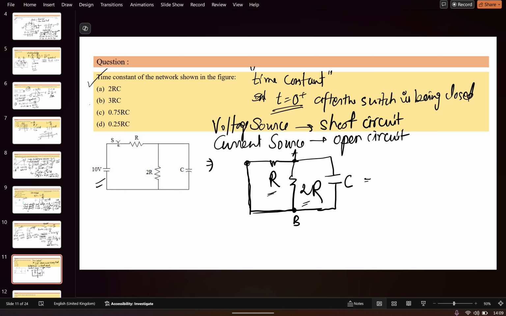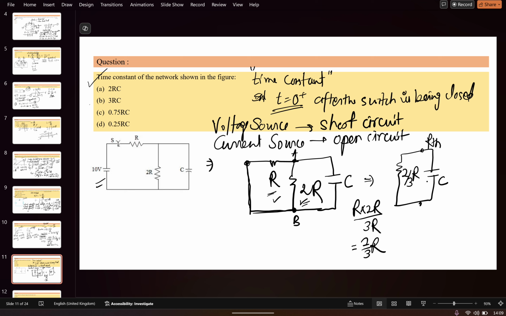So the equivalent of these two, because they are in parallel, will come out to be R equivalent as R multiplied by 2R divided by 3R. R plus 2R, that will come out to be 2 by 3 R. So this is 2 by 3 R and this is the value of C. So across C, what is the value of RTH? RTH is coming as 2 by 3 R and this is the C.